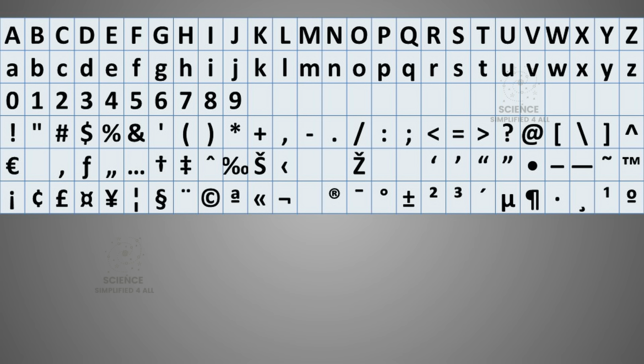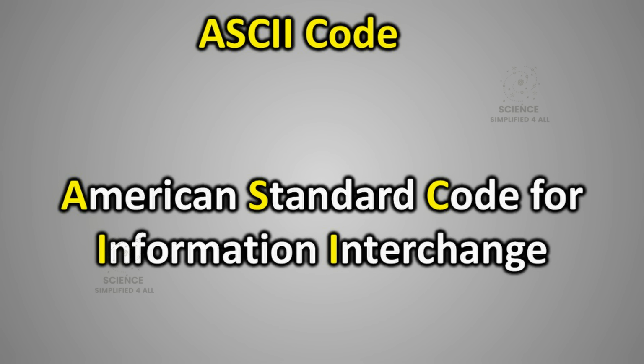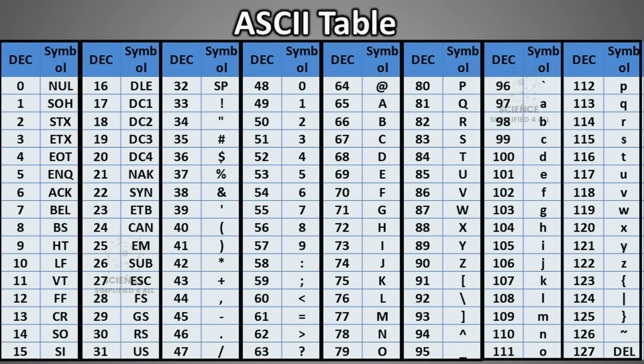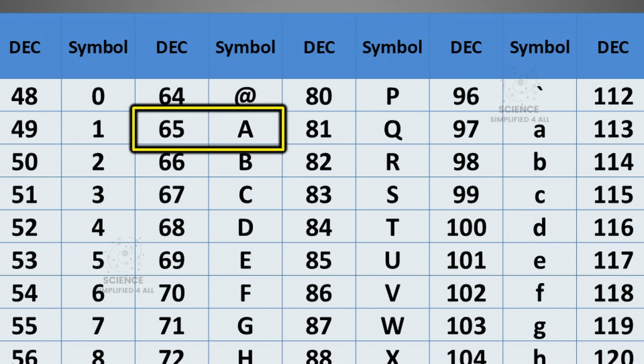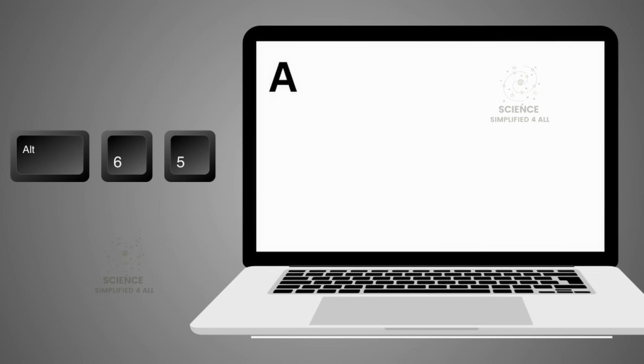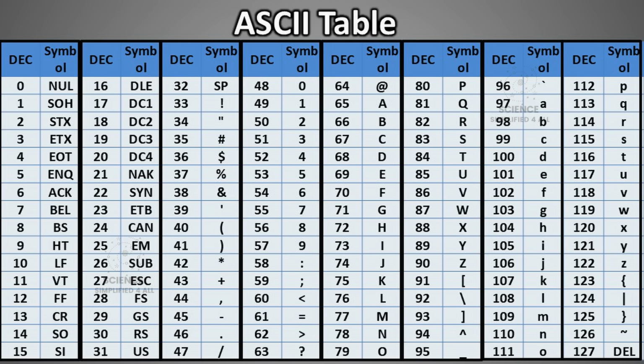There are standard systems for this, and one of the most widely used is called ASCII code. According to ASCII, every text character and symbol is assigned a unique code between 0 and 255. The table that lists all these codes is called the ASCII table. For example, the capital letter A has an ASCII code of 65. If you open a Word file, hold the Alt key and type 65, the letter A will appear on the screen. In this way, every character in the table can be typed using its ASCII code.